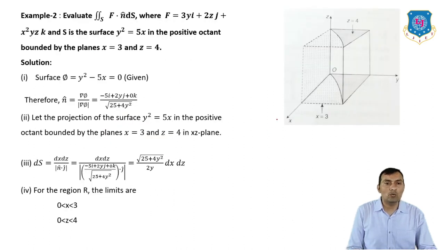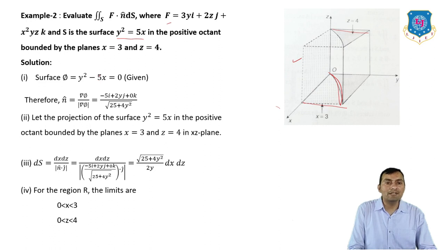It is an interesting question. Given a double integration of vector field F(r) dot n cap dS over the surface S, where F(r) is given and S is the surface y square equal to 5x. So here you can see that this is our surface, y square equal to 5x, in the positive octant bounded by the planes x equal to 3 and z equal to 4. So having this boundary we have this figure.